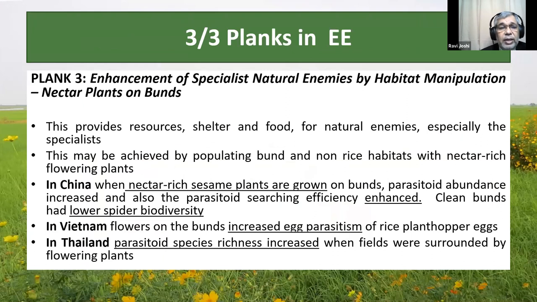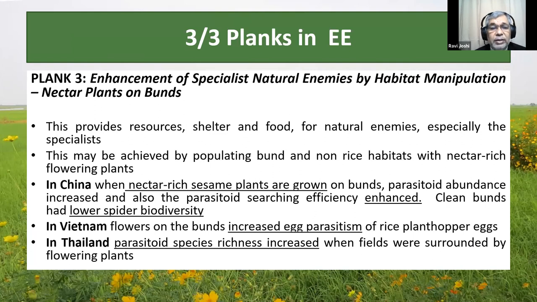The third one is the enhancement of the natural enemies. And as I was telling you, in China they are growing sesame plants, which have a lot of flowers rich in nectar, to increase the abundance and biodiversity of the natural enemies. And what we have also found in the Philippines, as well as in China and other countries, including Vietnam, is that if you have clean bunds, you have lower spider biodiversity.